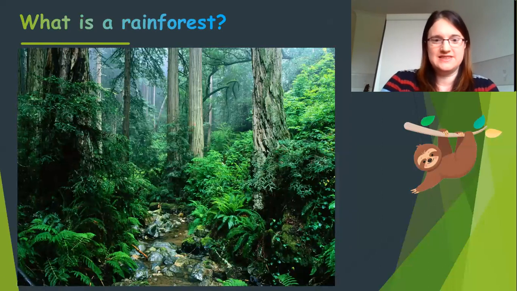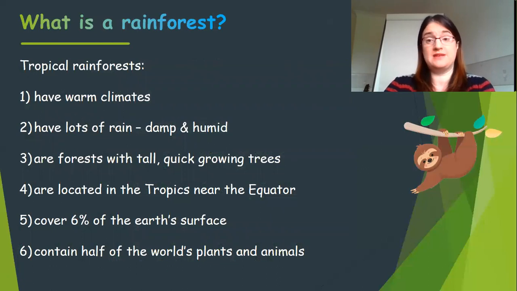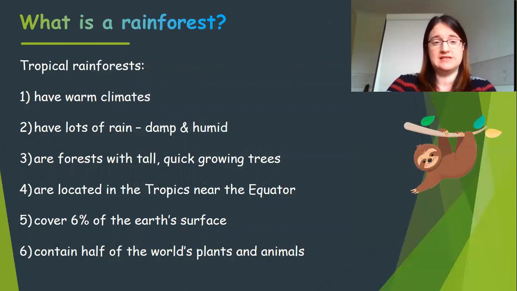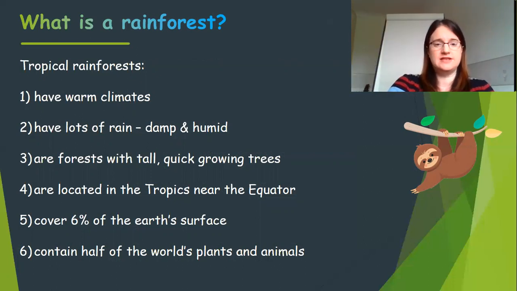So what is a rainforest? This is a picture of a rainforest. You can see how beautiful it is, how there are lots of different shades of green in there, isn't there? So tropical rainforests have warm climates. They're hot places, they're not cold places. They have lots and lots of rain. You won't be surprised to know that's why they're called rainforests. They have forests that have tall, quick-growing trees. They have some of the tallest trees in the world in the rainforests.